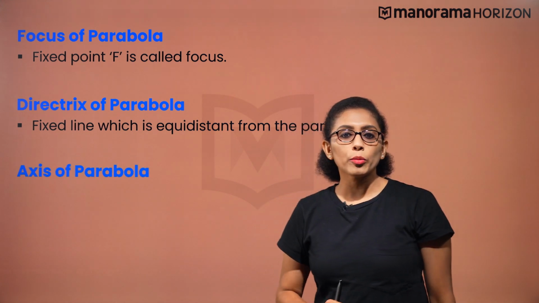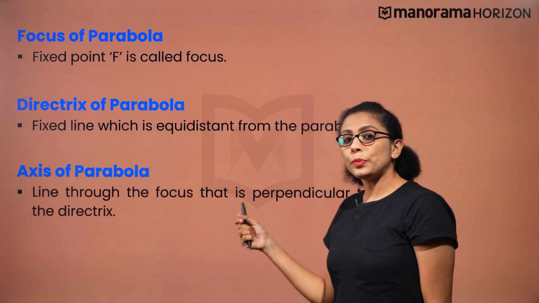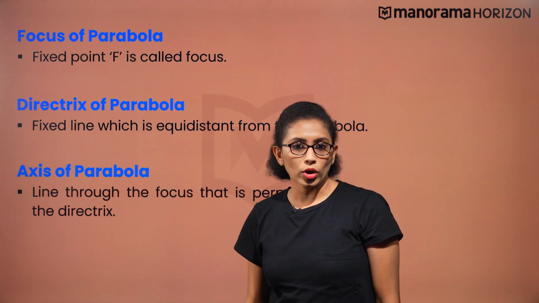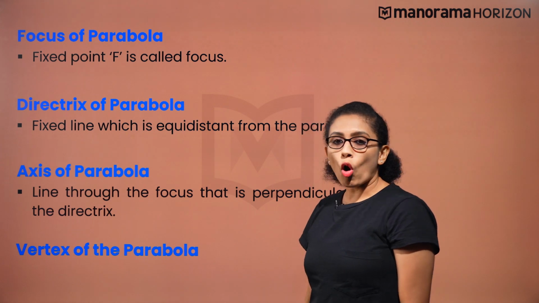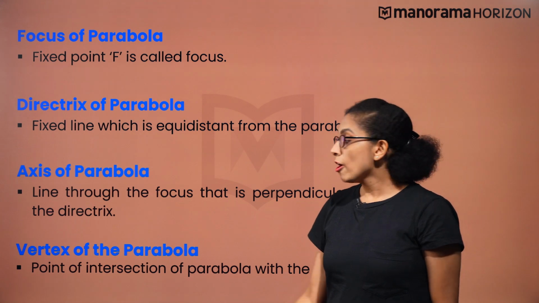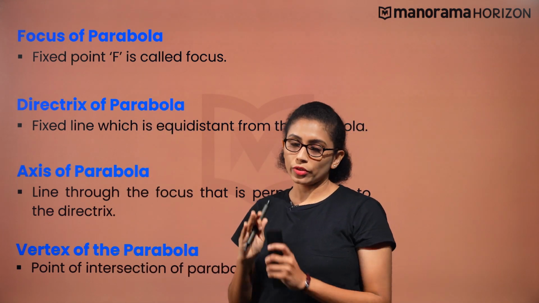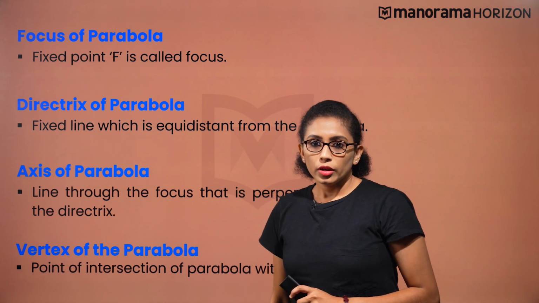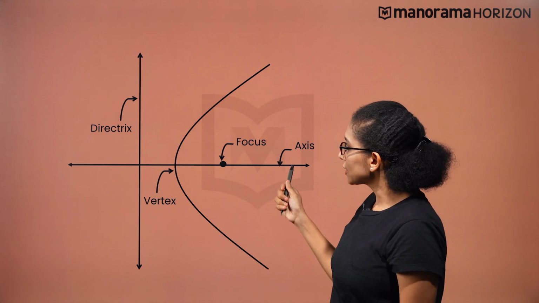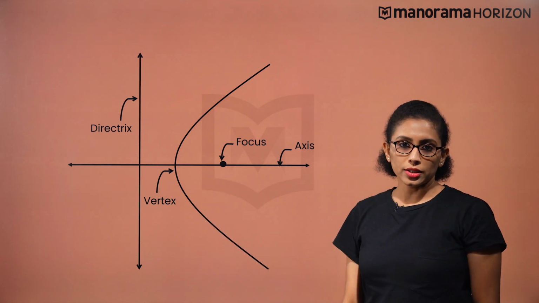What is the axis of parabola? A line through the focus that is perpendicular to the directrix is called the axis of parabola. The point of intersection of the parabola with the axis is called the vertex of the parabola. And these are the few basic terms related to parabola. Now, here is a diagram. You can have a look. Focus, axis of the parabola, vertex and the directrix are marked.